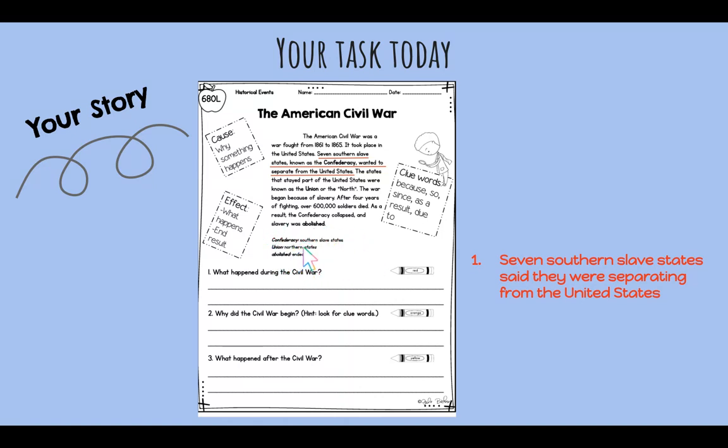So it tells us exactly what a confederacy is. If we are not sure, it says that a confederacy is Southern slave states. Also a union. It tells us that a union are northern states. And then it also tells us what the word abolished means, which means when something ends. So it means to end.